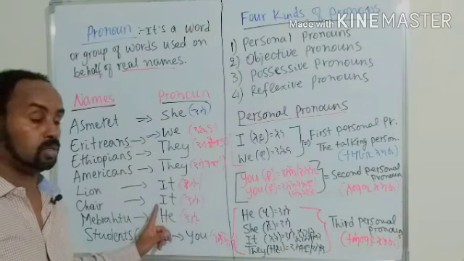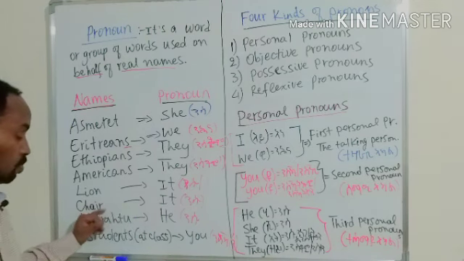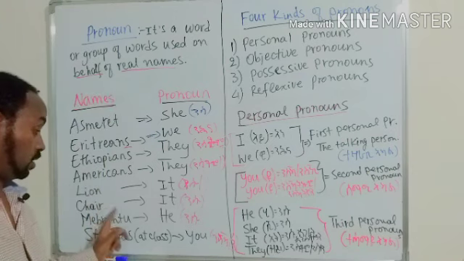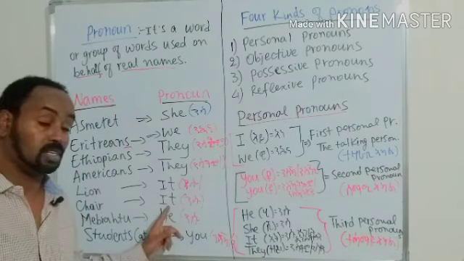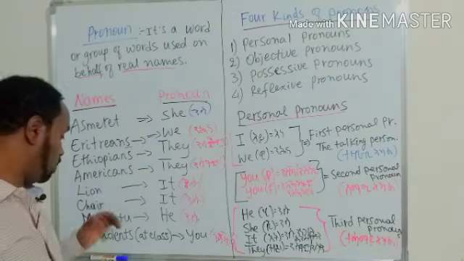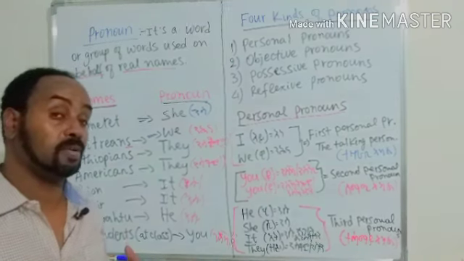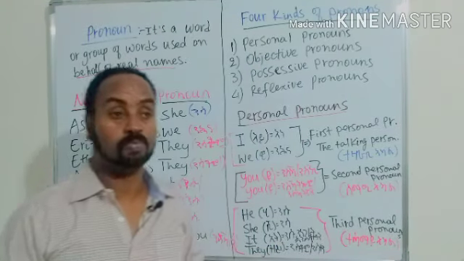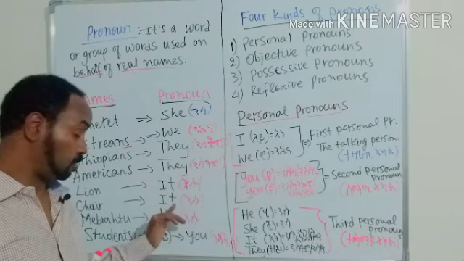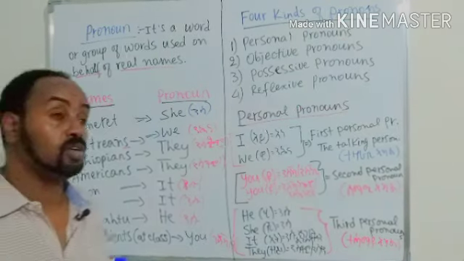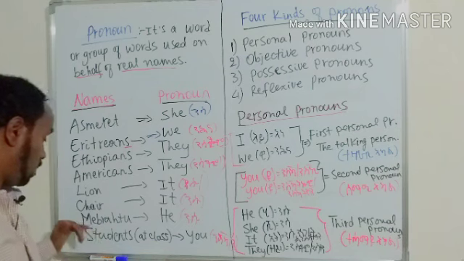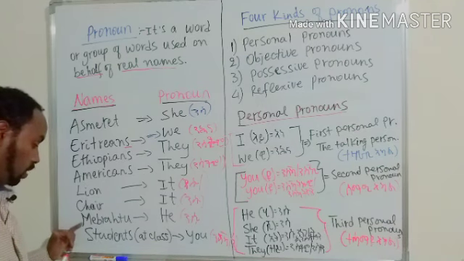So we can see here chair can be represented or replaced, or can be used on behalf of the real name of chair. It can be used as it. We can replace chair with it because it's singular. If they were chairs, what would we say? We would say chairs can be replaced by they. The chairs. They are chairs, okay? Anyway, let's go to the next one.